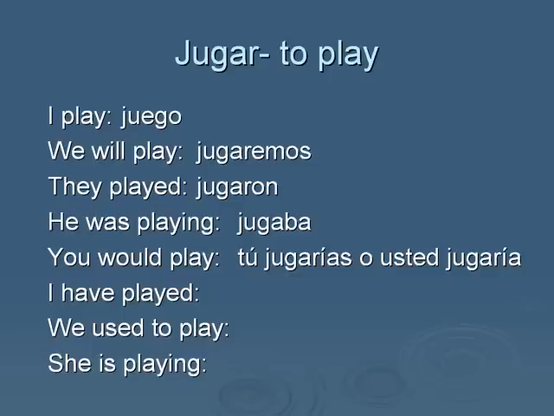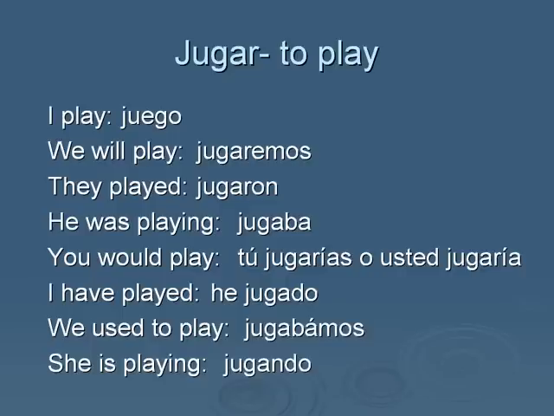I have played. He jugado. We used to play. Nosotros jugábamos. She is playing. Ella está jugando.